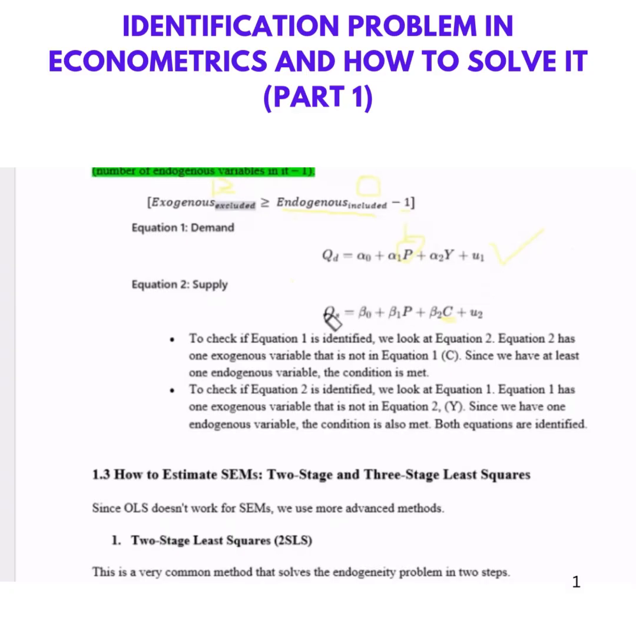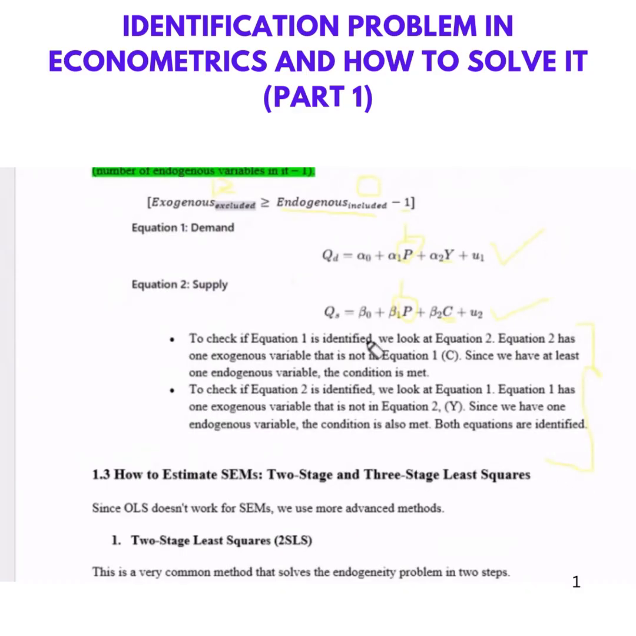The same case we do for the next equation. To see whether this second equation is identified, we say the exogenous variable excluded should be greater or equal to endogenous variable included minus 1. The exogenous variable excluded in this second equation is Y. Y is not found in the second equation, so it is one variable. The endogenous variable included in this case is P. So one variable minus 1 is 0. So 1 is greater or equal to 0, which means that even that equation is also identified. And that is the explanation I have given here.